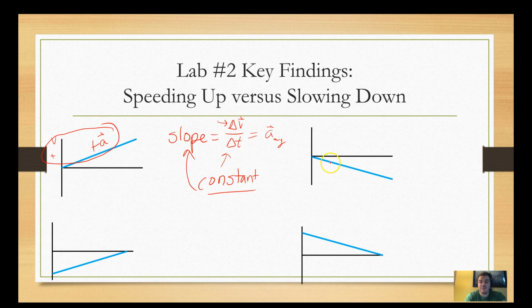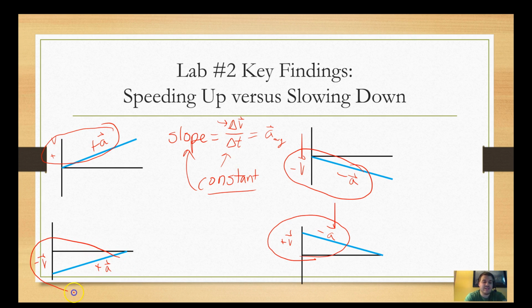Notice for the second graph that we said was speeding up, we have a negative slope, so we have a negative acceleration, and we have a negative velocity. So as a result, these two signs are the same. We have speeding up. In contrast, when we have a negative slope with a positive velocity, or a positive slope with a negative velocity, we have opposite signs. When these signs are opposite, this is when we slow down.